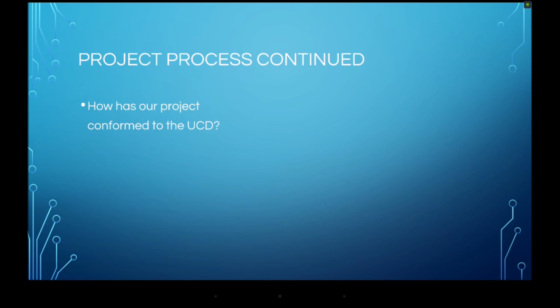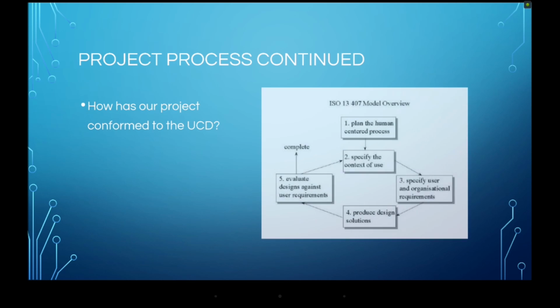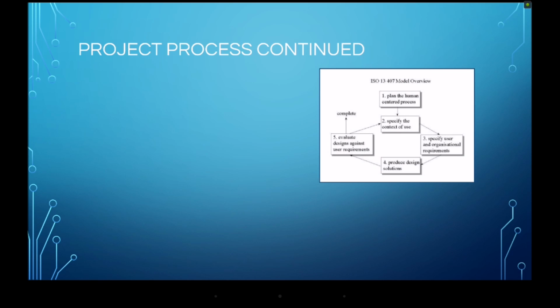So next, I'm going to talk about how our project has conformed to the user-centered design process. As you can see in this picture to the right, there are 5 steps laid out, which I'm going to go into further detail. For the first step, planning the human-centered design process.